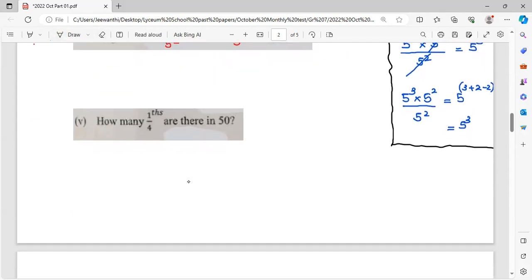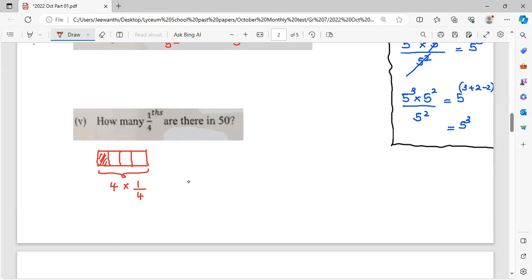The next one, how many 1/4 are there in 50? Now children, if you take 1 bar, how many 1/4 are there here? In 1, there are 4 1/4. So the small portion is 1/4. So how many such 1/4 are there?